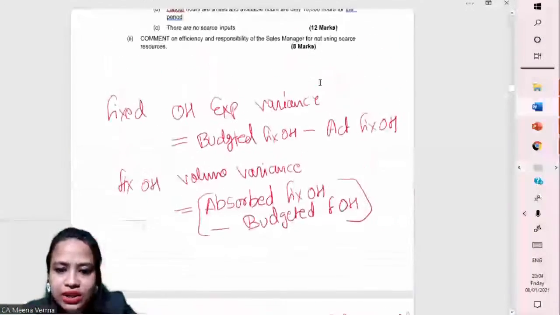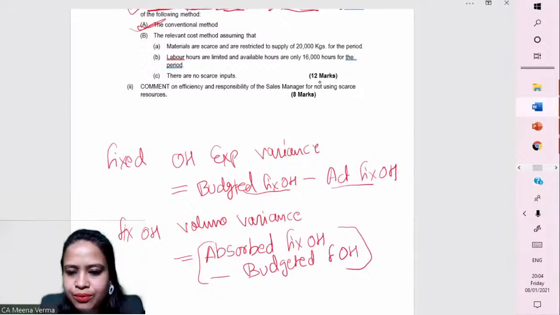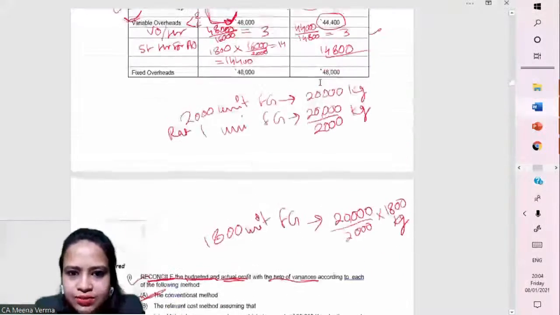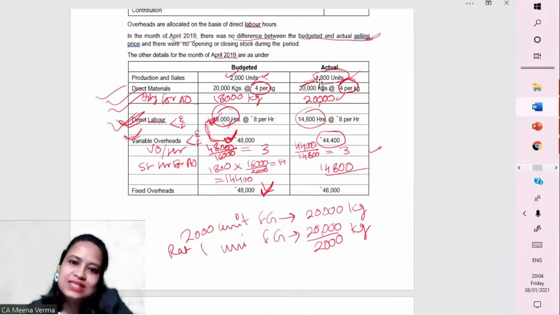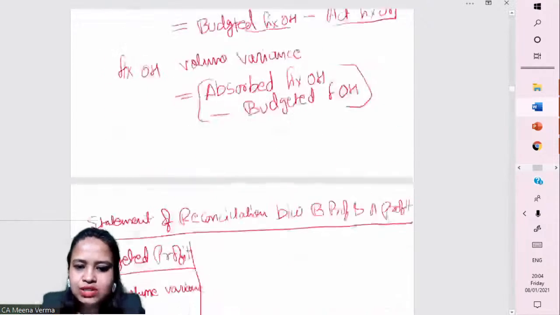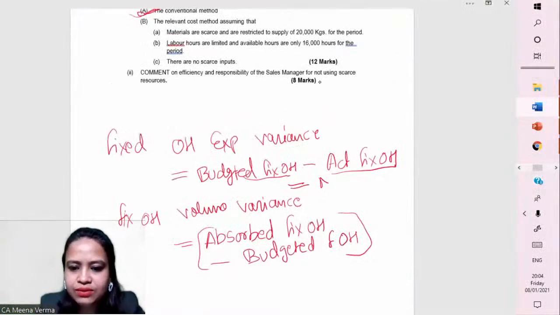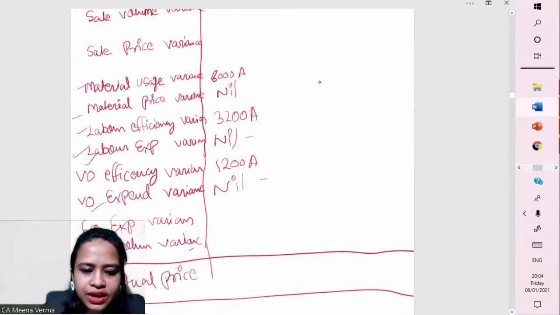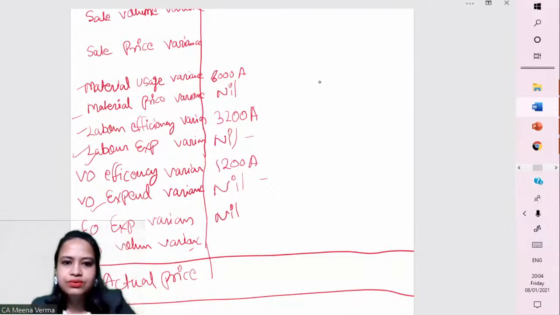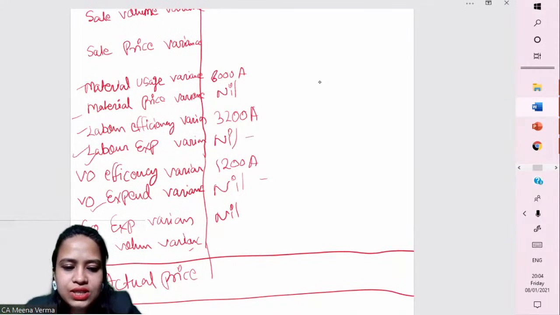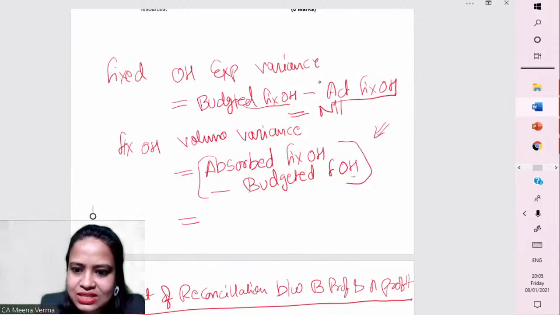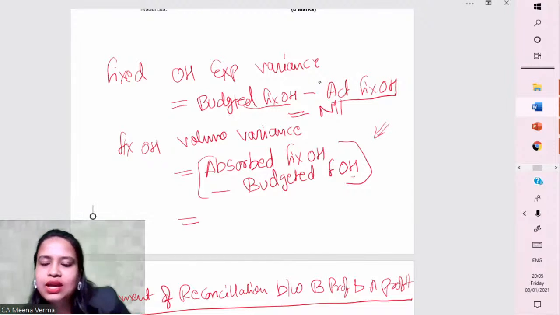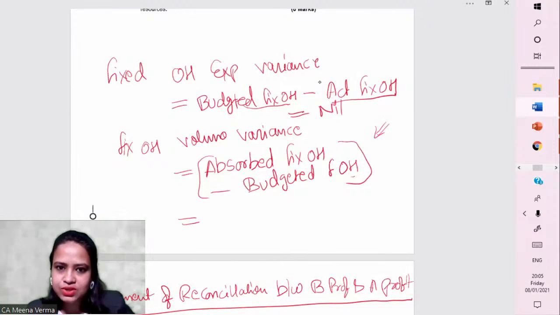Now let us see how to calculate these two values. Budgeted fixed overhead and actual fixed overhead: you can see they are the same, so the fixed overhead expenditure variance will be nil. Now next, fixed overhead volume variance is the absorbed fixed overhead minus budgeted fixed overhead. This is the part of the question we discussed in the previous question also, where this value was nil.